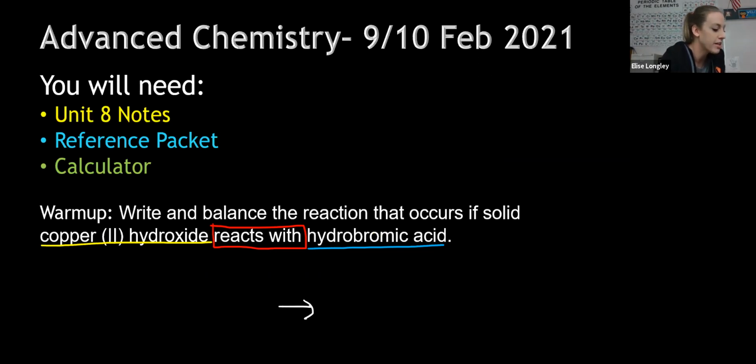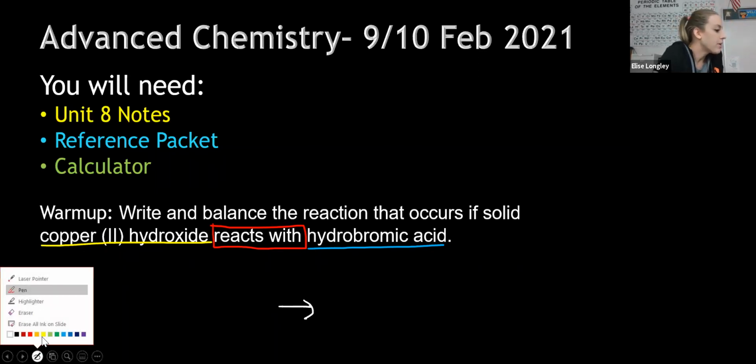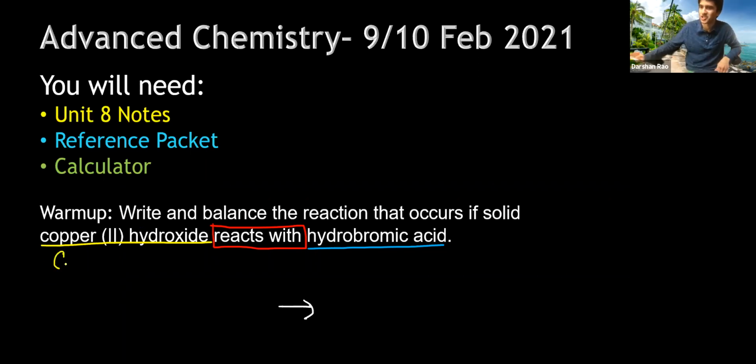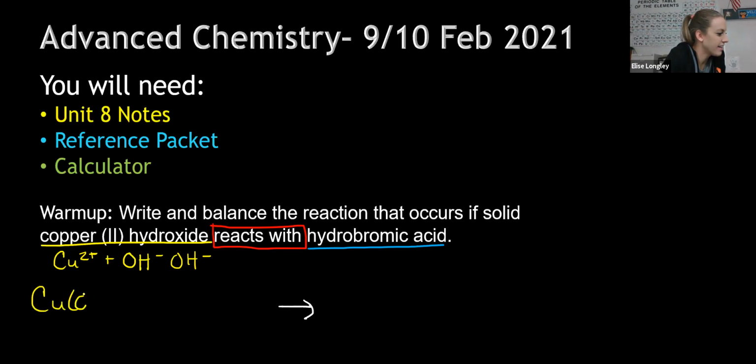So we are going to go here. Darshan, why don't you build copper hydroxide for me? What does that look like? Copper 2 hydroxide. So copper 2 means copper has a 2+ charge, and then hydroxide is a 1- charge. So you need 2 hydroxides to balance out the charges. So that's Cu(OH)2. Perfect.